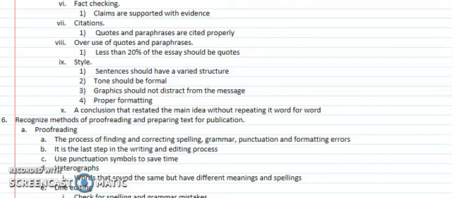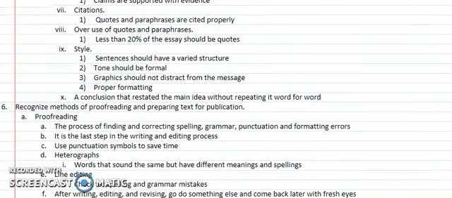You should also recognize methods of proofreading and preparing text for publication. Proofreading is the process of finding and correcting spelling, grammar, punctuation, and formatting errors. It should be the last step in the writing process. And using punctuation symbols can help you save time. Heterographs are words that sound the same but have different meanings and spellings.